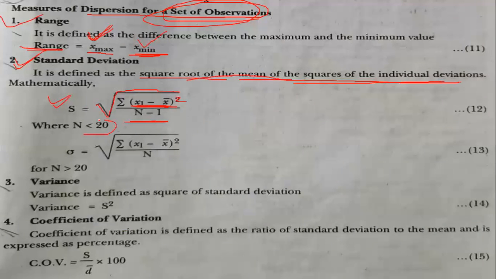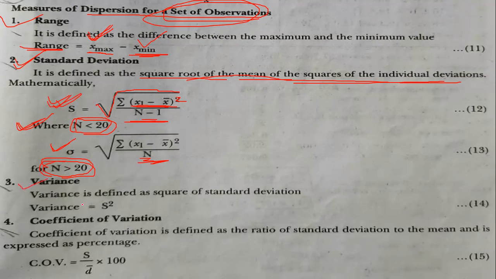That n is where n is less than 20. म्हणजे रीडिंग हे 20 पेक्षा कमी असतील घेतलेले, 20 पेक्षा कमी रीडिंग घेतले, नंबर ऑफ रीडिंग, तर n मायनस 1 असेल. बट रीडिंग हे जर 20 पेक्षा जास्त घेतले, है ना, तर हा काय असेल? n असेल. And that is indicated by sigma. Okay, this is indicated by s.